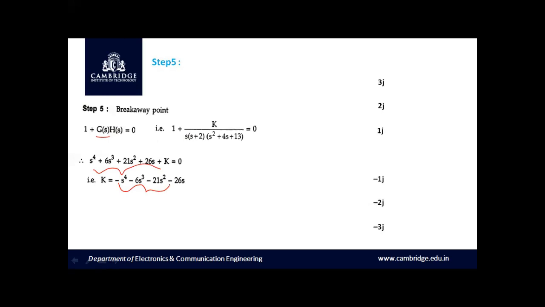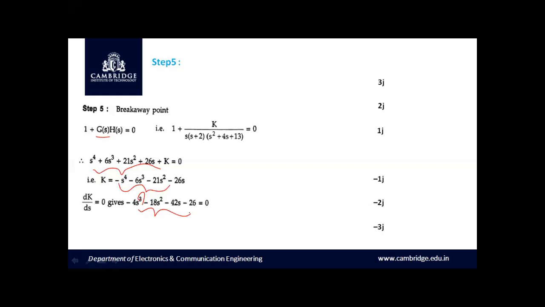Now we have to differentiate k with respect to s, that is dk by ds, and equate it to 0. Therefore, I have equated the expression: minus 4s cube minus 18s square minus 42s minus 26 equal to 0. As we have the highest power of s as 3, simplifying this expression gives you 3 roots. Once we get the three roots, we have to check for the validity of the breakaway point.